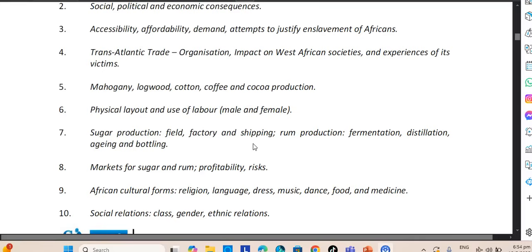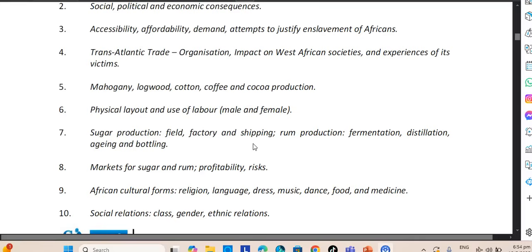The aging and bottling process: rum was stored in wooden barrels for aging to enhance flavor and color. As I said, the longer you keep the rum, the better it tastes. After aging, it was either bottled locally or shipped in barrels to be bottled abroad.